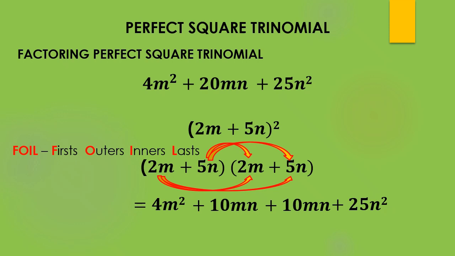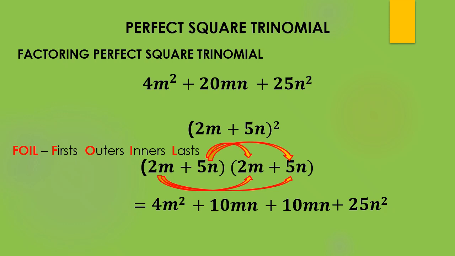N times n, multiplying same base, add their exponent. So the exponent of n is 1. Although there is no exponent 1 written, it is understood that there is an exponent of 1 here. So add their exponent, that will be 2. And then the next step is add the terms that are alike.